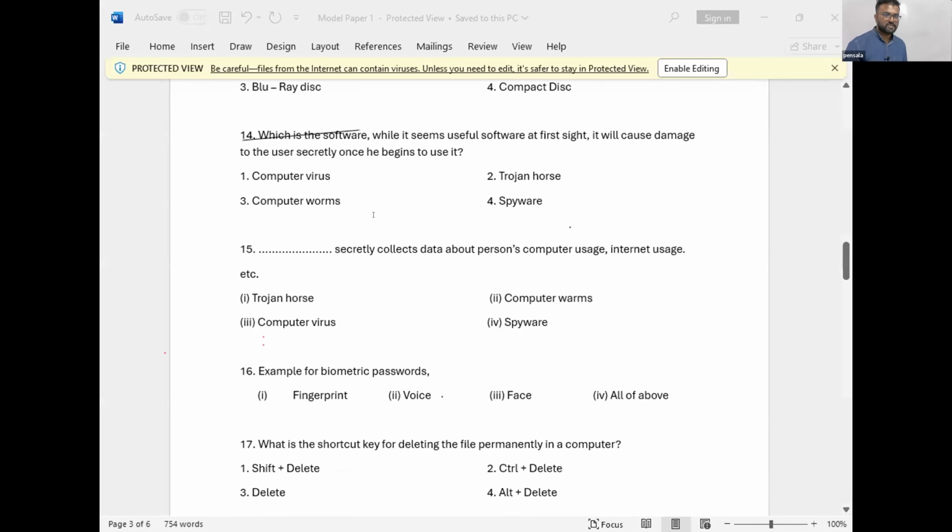Next question. Which is the software that seems useful at first sight, but will secretly cause damage to the user once he begins to use it? What is that? Let's see. First is computer virus, Trojan horse, computer worms, and spyware.